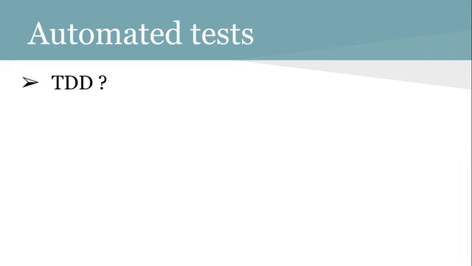TDD basically states that all of your code must be written following a simple cycle. You write a test case, run it to see if it's failing. You write enough code to make sure your test passes and nothing else. You run your test again to make sure it's working. And you keep following the cycle.